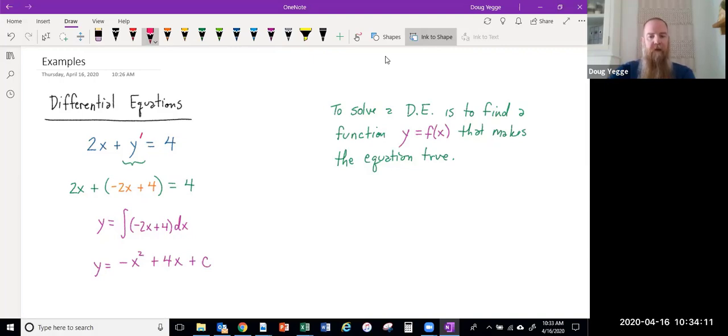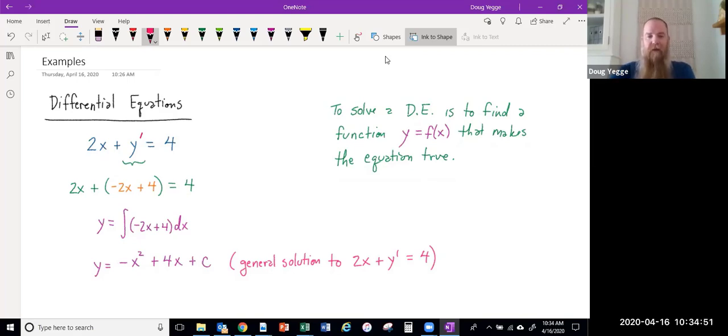So this right here has the name of a general solution to the differential equation 2x plus y prime equals 4. So this isn't too surprising here, because we've actually solved this type of differential equation already. We've been dealing with differential equations since Calculus 1, believe it or not. We just never called them that. But does anybody have any confusion about what we just did here?